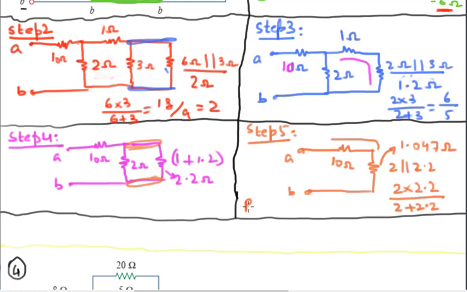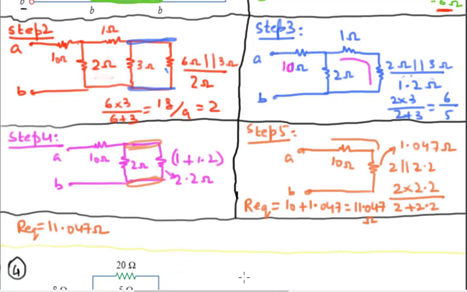I am just going to write R equivalent is equal to 10 plus 1.047, and that results in 11.047 ohms. That is your answer. So R equivalent for this question comes out to be 11.047 ohms. Now this is one of the methods.